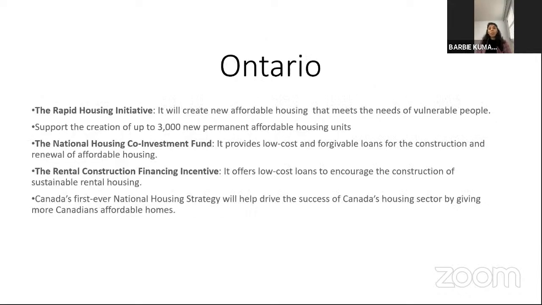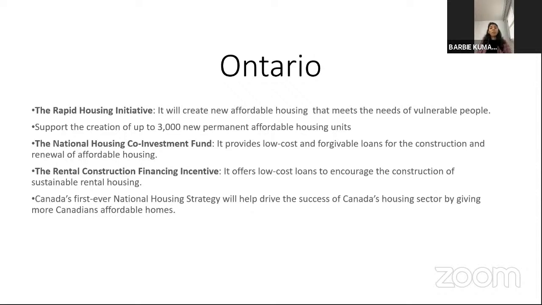In Ontario, there was the Rapid Housing Initiative, and this created new affordable housing that meets the need of vulnerable people. It supported the creation of 3,000 new permanent affordable housing units. The National Housing Co-Investment Fund provides low-cost and forgivable loans for the construction and renewal of affordable housing.